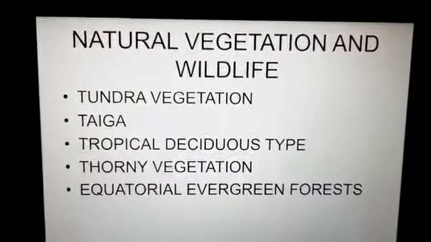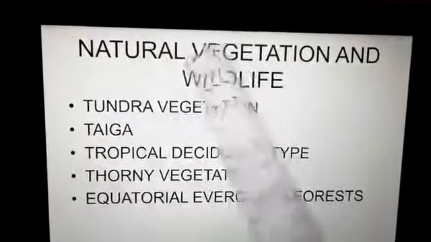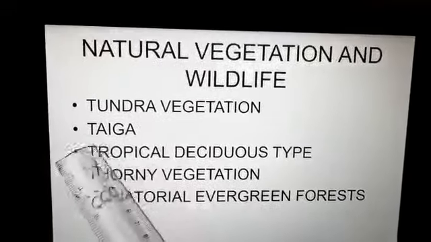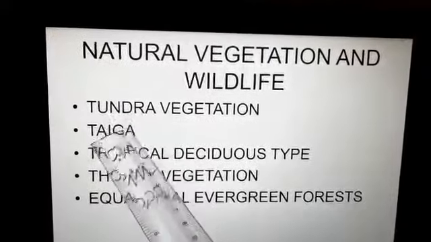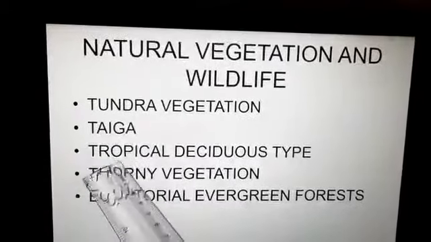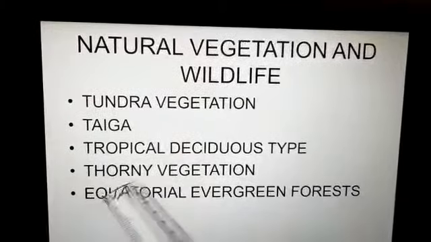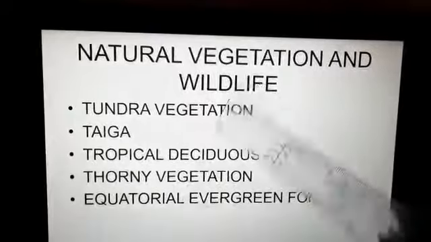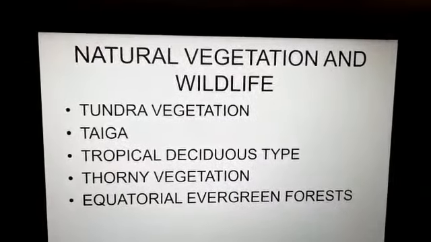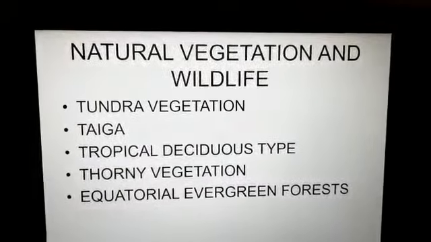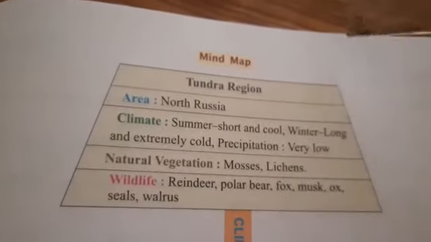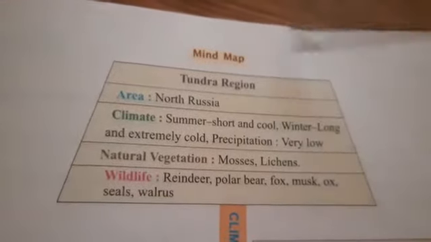Now the last part of the chapter, that is natural vegetation and wildlife. So what are the different types of vegetation? Tundra vegetation and taiga, these two are found in the cold regions. Then tropical deciduous, thorny vegetation, and equatorial evergreen forest. These are the different types of vegetation found in Asia. So let us discuss one by one. You have a mind map on page number 109 that will help you understand the different types of vegetation and the wildlife.